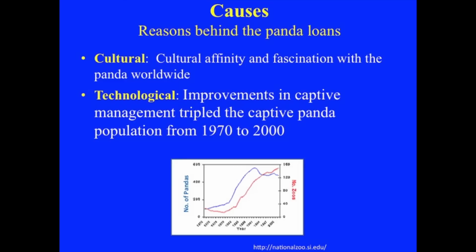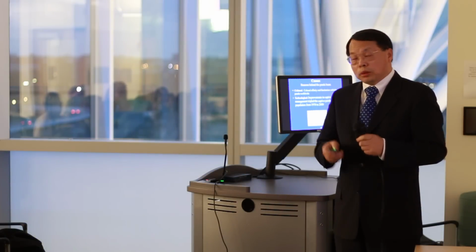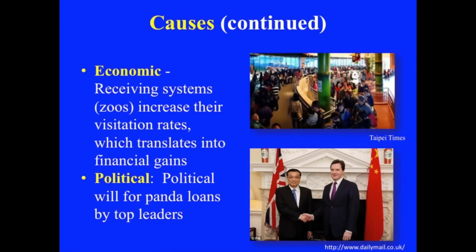Then the causes, the reasons behind the panda loans. Of course, the cultural reasons: people love pandas, most people love pandas, I guess. And then the technology reasons, because breeding technology has improved dramatically, so you produce a lot of baby pandas, so that you have pandas for loan. Okay? And then also economic reasons, political reasons, and also the socioeconomic effects, the cost, and the network, right? And also environmental effects too: on the positive side, increased awareness of panda conservation, and on the negative side, the CO2 emission.